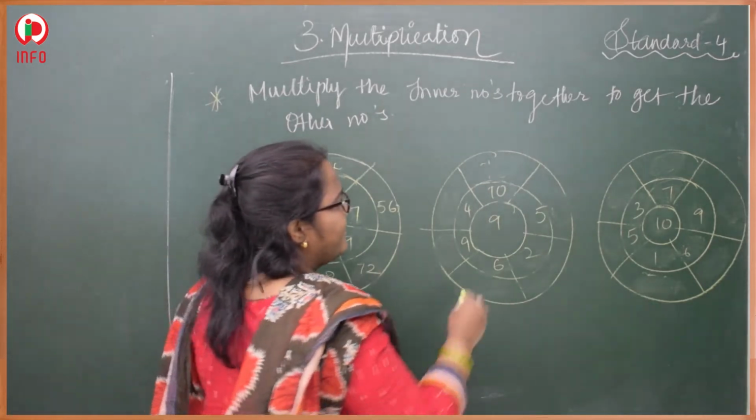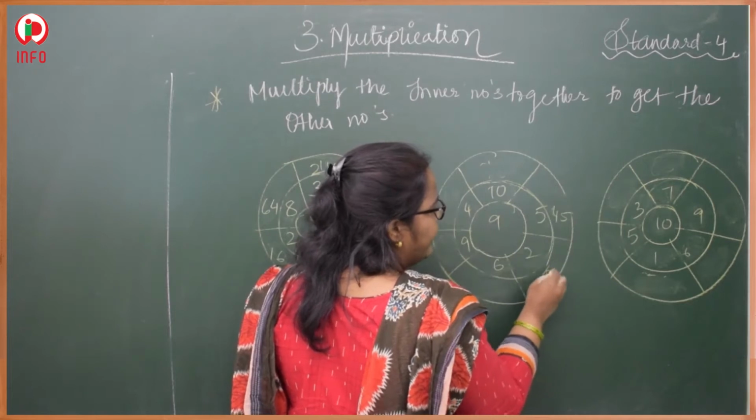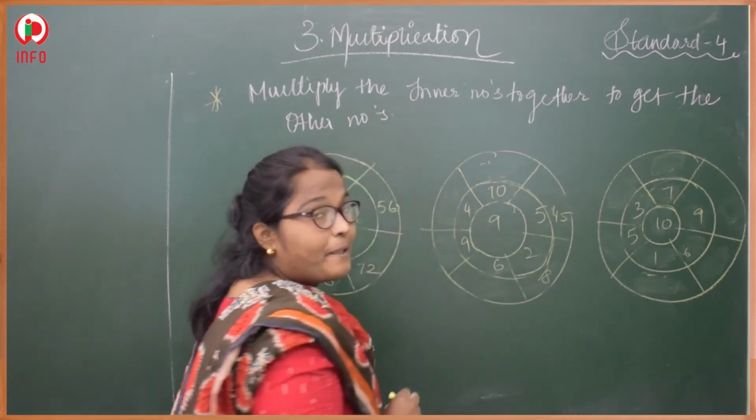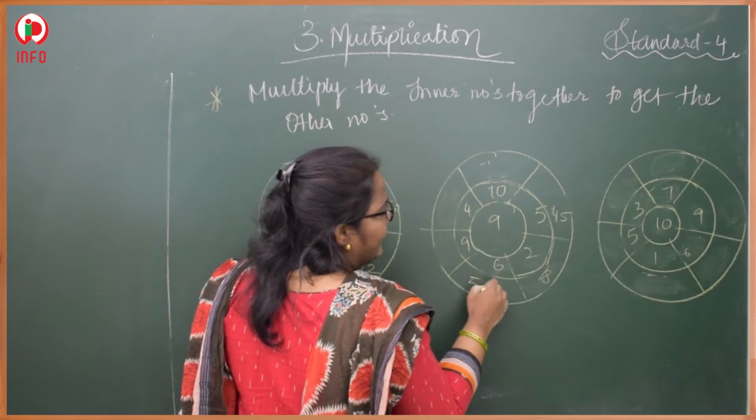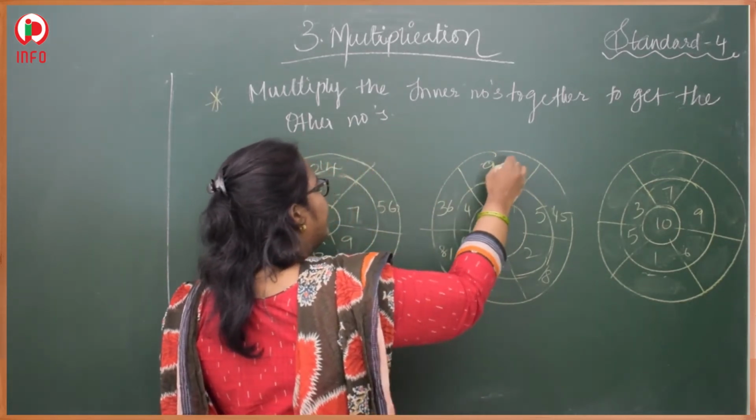9 5s are 45. 9 2s are 18. 9 6s are 54. 9 9s are 81. 9 4s are 36. 9 10s are 90.